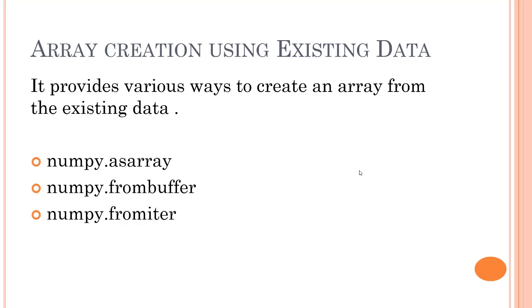So today's session we'll be learning how to create an array using existing data. With the help of existing data, there are various ways to create your array. There are three ways to create an array using our existing data. The first one is numpy.asarray. As we know, whenever we work with array creation, we are moving towards the numpy package. So the first way is using the asarray method.